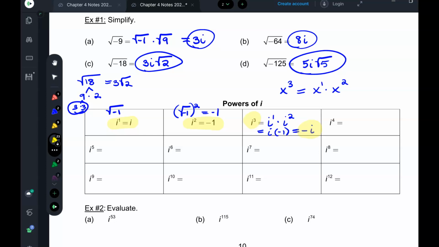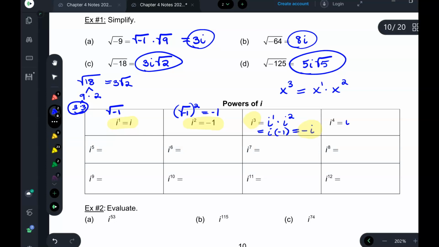Let's see. How could we rewrite i to the fourth power? i squared times i squared. Now go back here. What was i squared equal to? -1. So -1 times -1 gives a positive 1. Is it positive or negative? It's positive 1, because if I have -1 times -1, I get a positive 1.